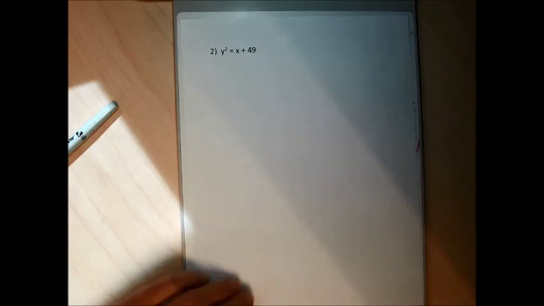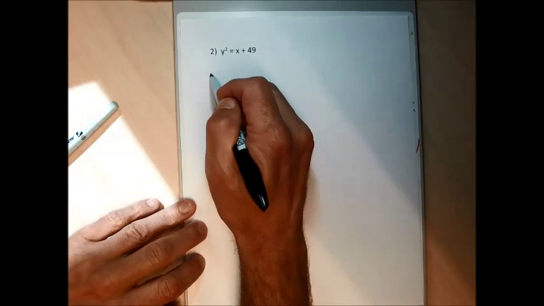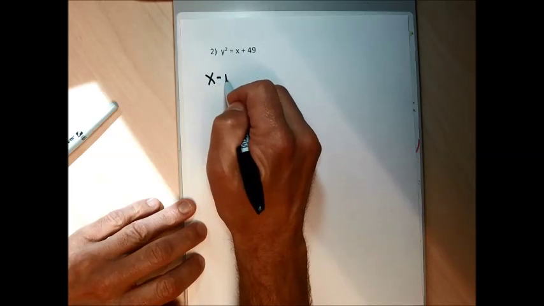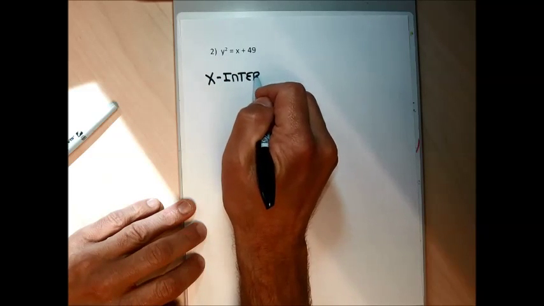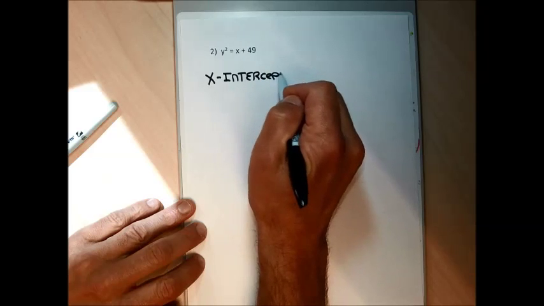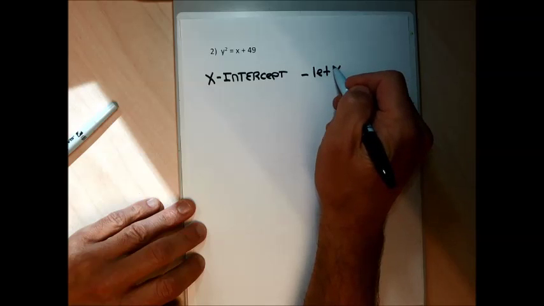When I go to find the x and the y-intercepts for problem 2, I'll have to be careful if I use the square root method to find one of the intercepts, because you need to throw in a plus or minus when you do that. So the first intercept I'm going to find is the x-intercept. I find x-intercepts by letting y equal to 0.